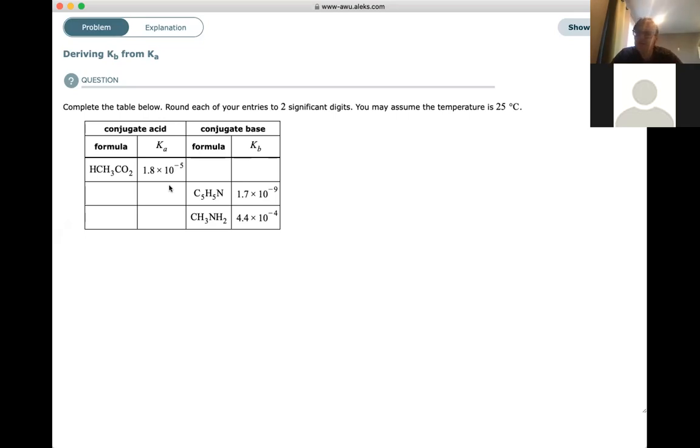Then they give you the value of Ka, 1.8 times 10 to the minus 5. Then they want you to write the formula for the conjugate base, and they want you to calculate the value of Kb. We now have a method for doing that. Likewise, we can go the other way. If we know the formula for the weak base, the conjugate base, we can find the formula for the acid that is associated with it, as well as the value of Ka. So let's take a look at this example.